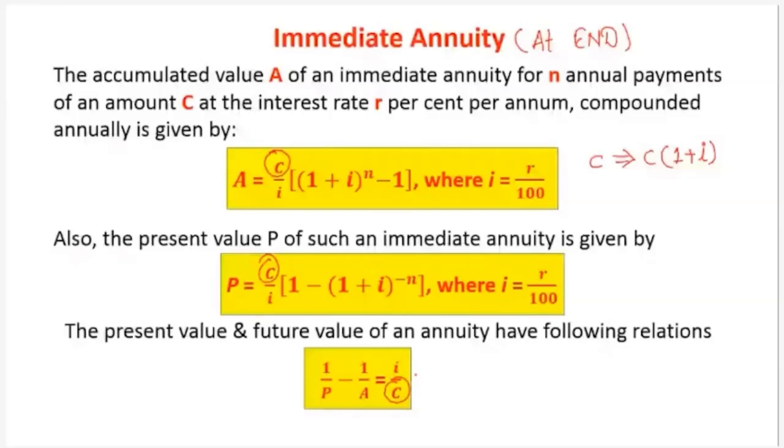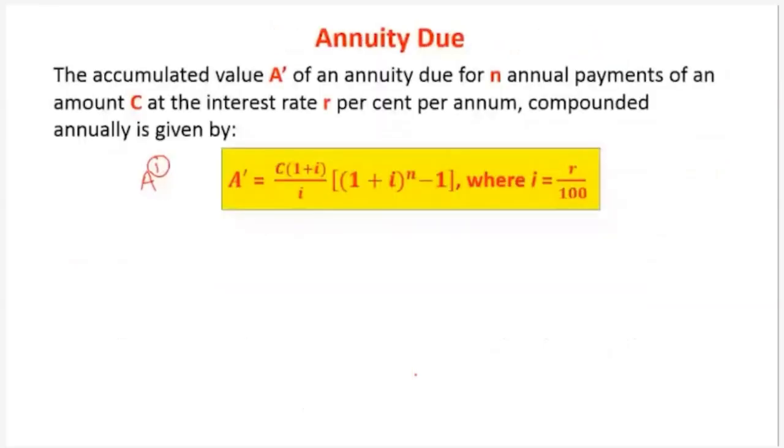Is it understood what I am saying? In immediate annuity, wherever it is C, in case of annuity due, instead of C, write C in bracket 1 plus I. So look at this formula. A dash is equal to C in bracket 1 plus I upon I, in bracket, it's the same, 1 plus I raised to N minus 1.